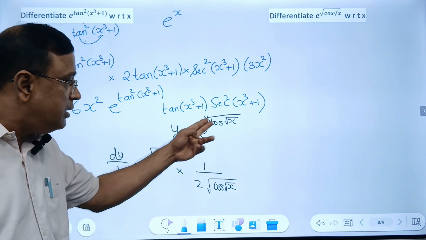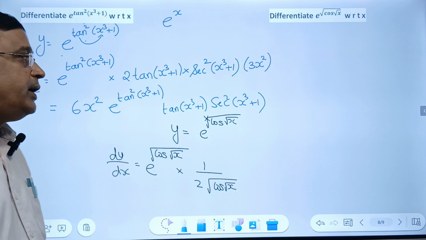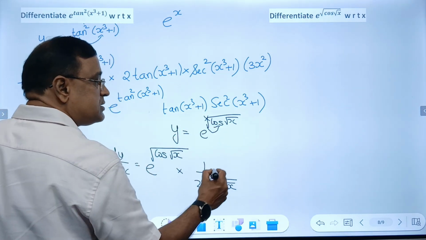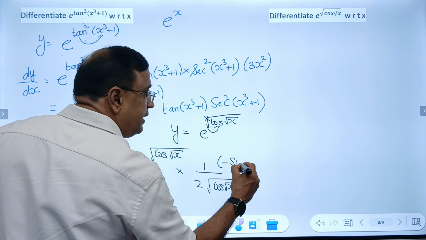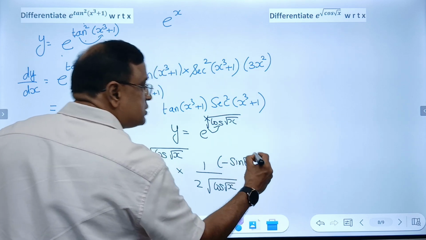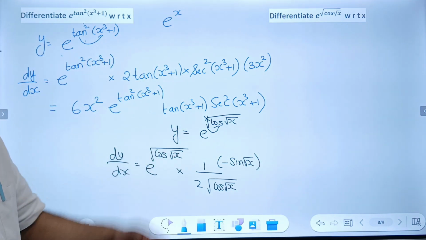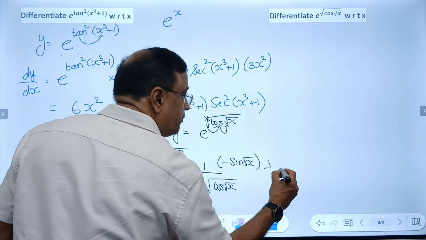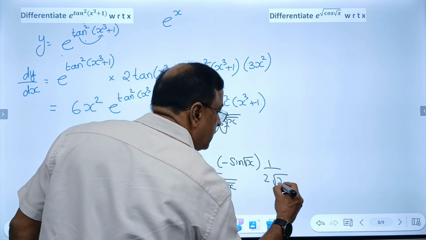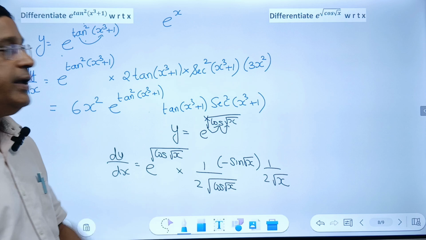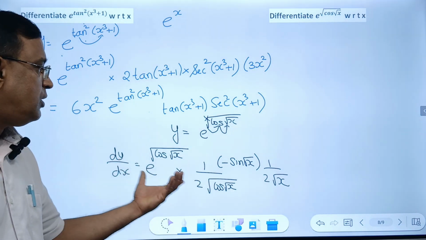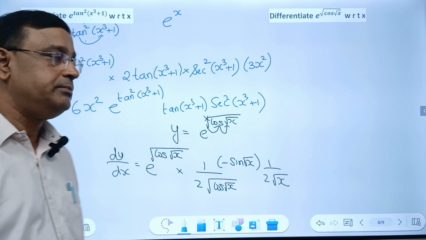So here in place of x I have cos root x. So I have dealt with root. After root, what do I see? Cos minus sine root x, because differentiation of cos is minus sine. After cos, again root. What is that? 1 by 2 root x. Then differentiation of x is 1. Okay, simple. Not much to simplify, so I'll leave it here.